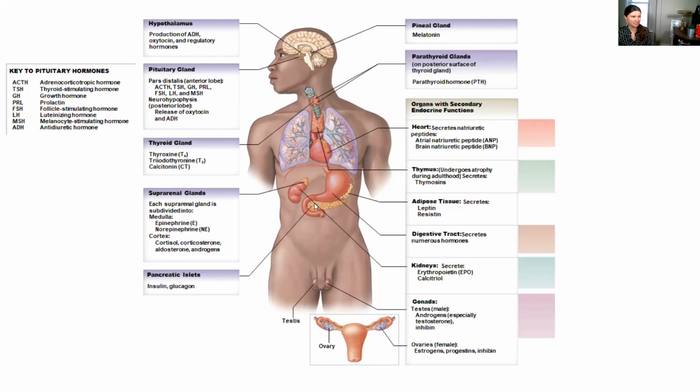We'll see the pancreas, really important for diabetes, right? The pancreas is an endocrine organ. It's a primary endocrine organ. That's its main job, is to release hormones.